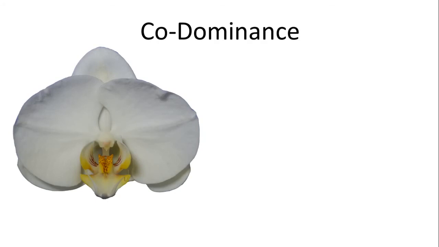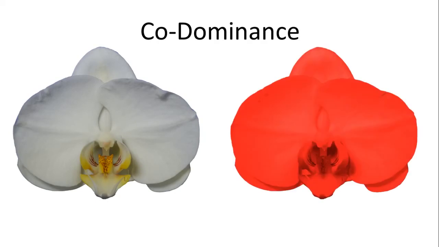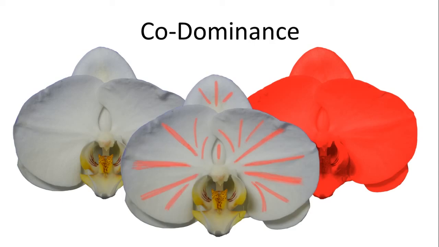But in this particular case, we start out with our white flower, and we are going to cross that with our red flower. And what we are going to get out of this is a flower that exhibits both characteristics. So in this case, we've got tiger stripes, where we've got a white flower with the red on it in a tiger stripe fashion. It could be polka dots, it could be stripes, it could be any number of things.